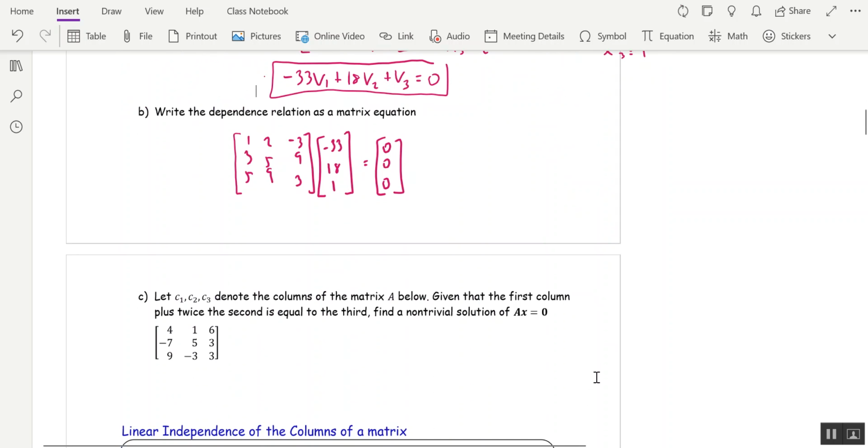All right, so here's another one. Let C1, C2, C3 denote the columns of this matrix here, and suppose we're given that the first column, C1, plus twice the second, 2C2, is equal to the third. Find a non-trivial solution to AX equals 0.